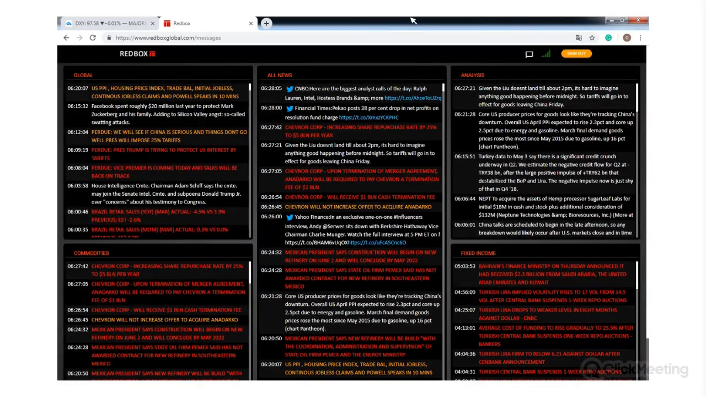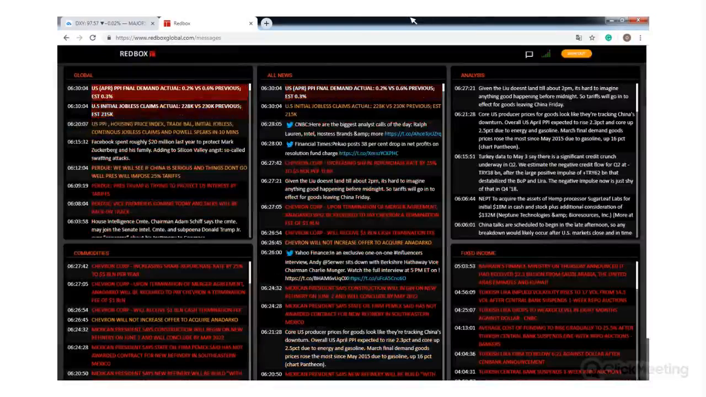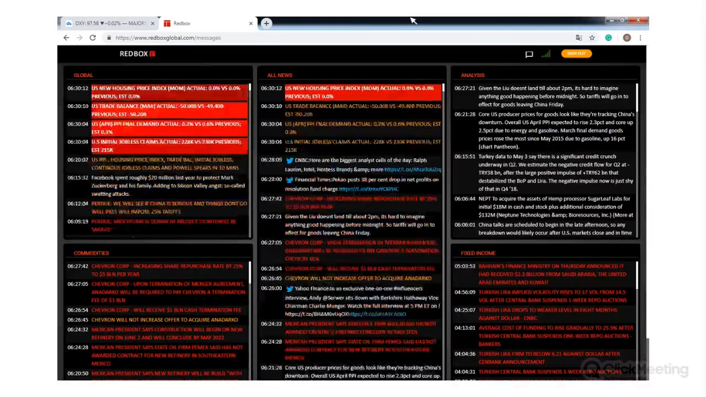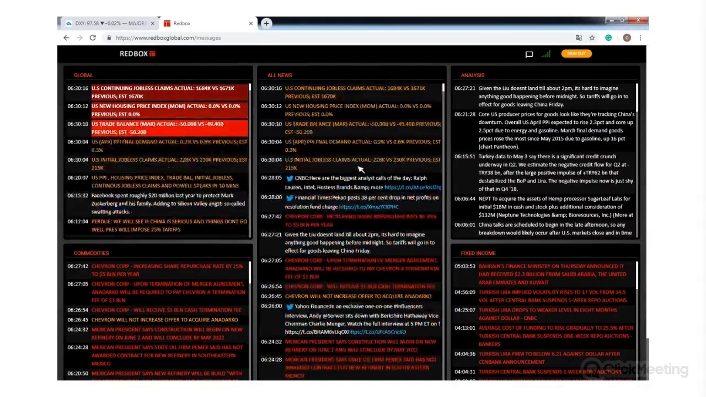If you want me to go through any currency pair or actually any asset. All right, so the PPI final demand actual 0.2% versus 0.6% previous, and an estimate of 0.3%. Wow.